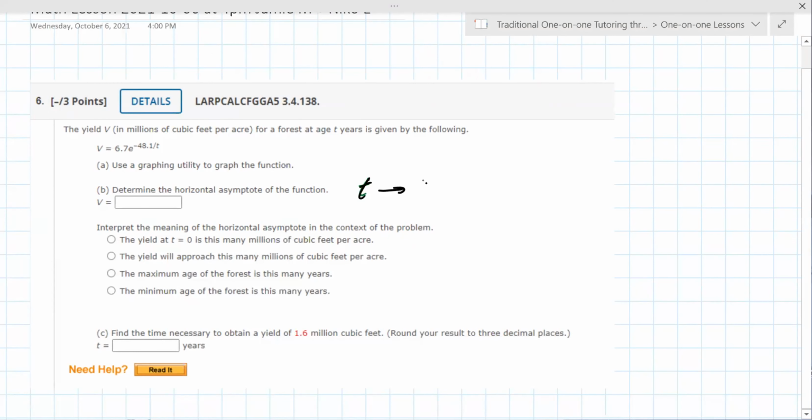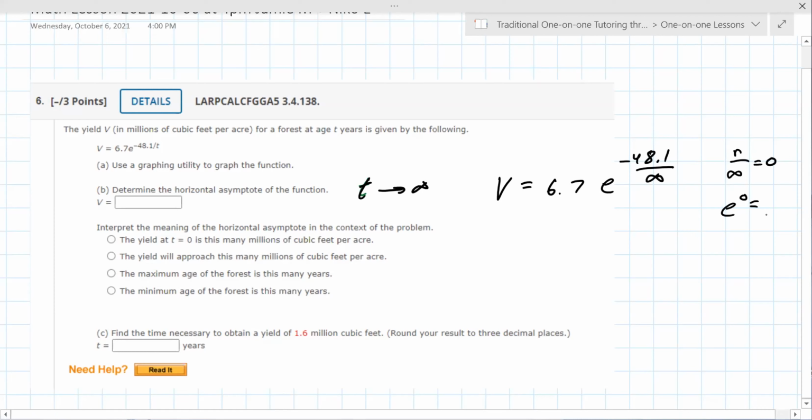As t goes to infinity, it looks something like this. It's V equals 6.7 e to the minus 48.1 over a really large number. So a number over a really large number, anyone know what that is? Pretty much 0. And what is e to the 0?